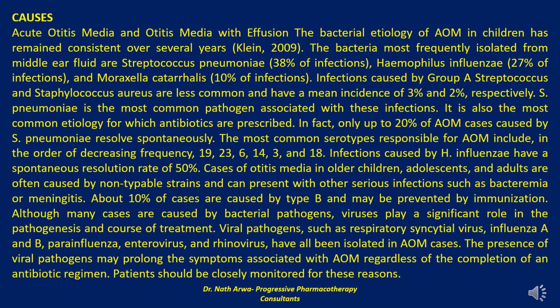About 10% of cases are caused by type B and may be prevented by immunization. Although many cases are caused by bacterial pathogens, viruses play a significant role in the pathogenesis and course of treatment. Viral pathogens, such as respiratory syncytial virus, influenza A and B, parainfluenza, enterovirus, and rhinovirus, have all been isolated in acute otitis media cases. The presence of viral pathogens may prolong the symptoms associated with acute otitis media regardless of the completion of an antibiotic regimen. Patients should be closely monitored for these reasons.